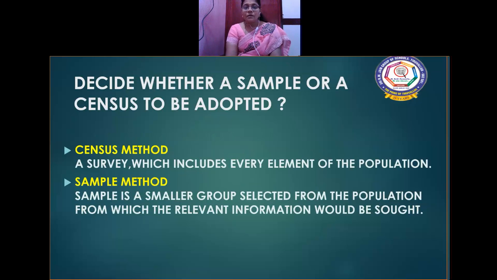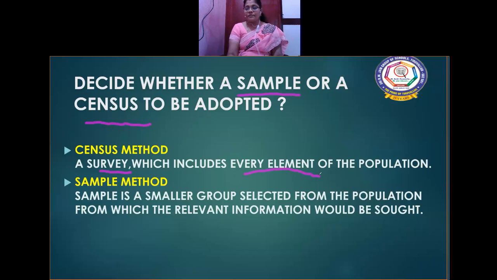Second one, he has to decide what method he is going to follow for the collection of data, whether he is going to adopt a census method or a sample method. First one, what is meant by a census method? A survey which includes every element of the population.